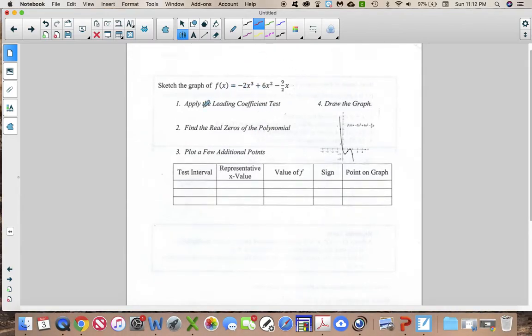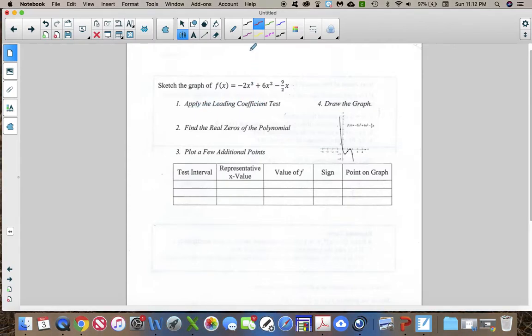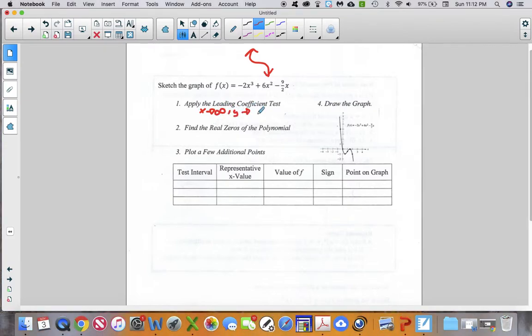Okay, so apply the leading coefficient test. This is an x to the 3rd power function, so I know that it's going to look something like this, right? Because it's going downhill, so it's minus. The leading coefficient test says that as x goes toward infinity, y is doing something, and as x goes toward negative infinity, y is doing something. As x is going to the right, it's going downhill, so it's approaching negative infinity.